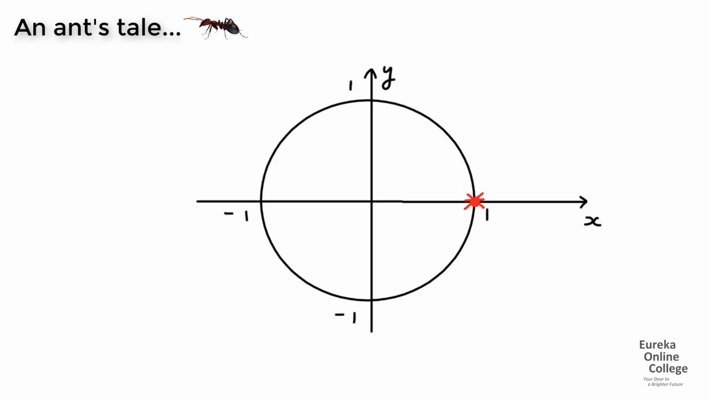He always starts at the point 1, 0. If you like, you can think of that as his home. And he likes to go for walks, but he can only move around the circumference of the circle. He can move in any direction. He can move clockwise and anti-clockwise. Initially, we're going to consider him moving anti-clockwise, which we'll associate with a positive angle.